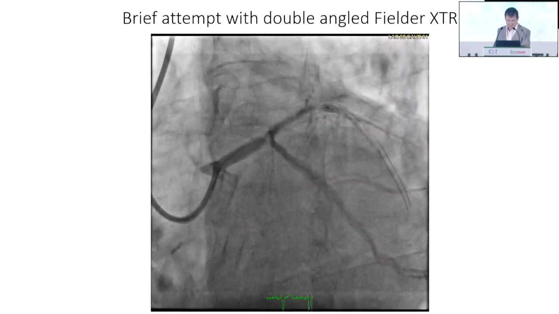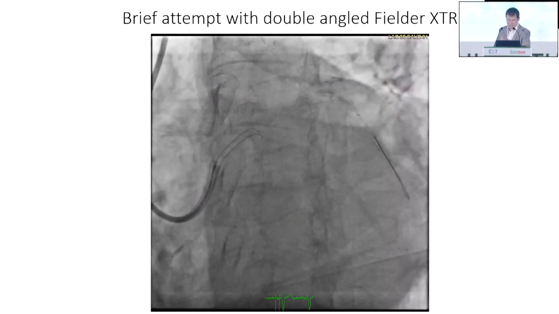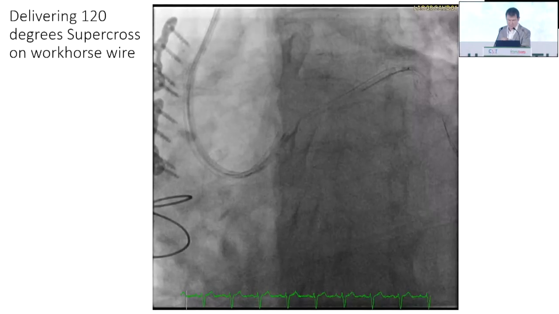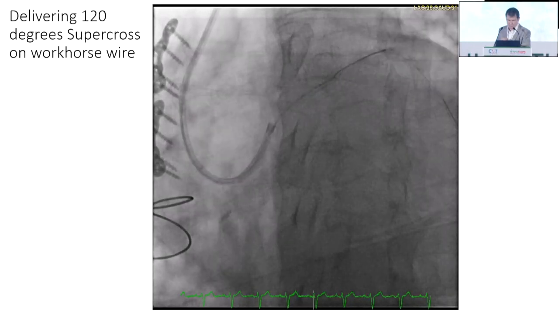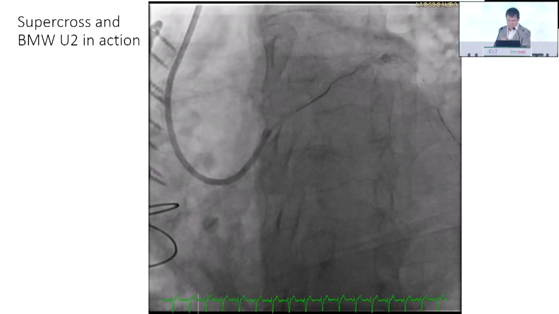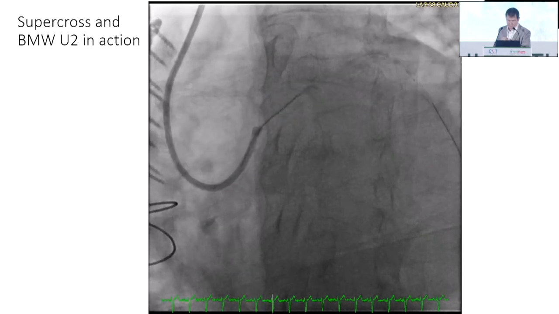And then I thought, you see, there is more space now left main to LAD, and I thought I will do just with Fielder, but it didn't work. And I thought I will do reverse wiring, but I brought with me just in case a Supercross 120. They didn't have it in that hospital. This is delivering 120 on a workhorse wire, and then pulling back the wire and rotating the Supercross, and just BMW universal, and just advancing it back.